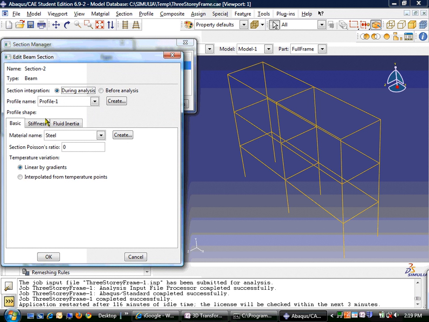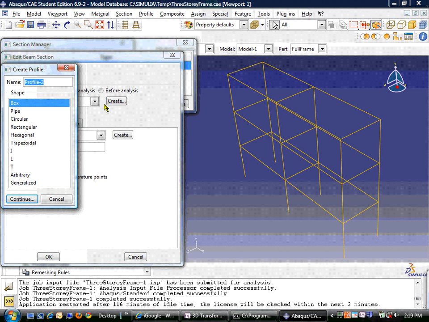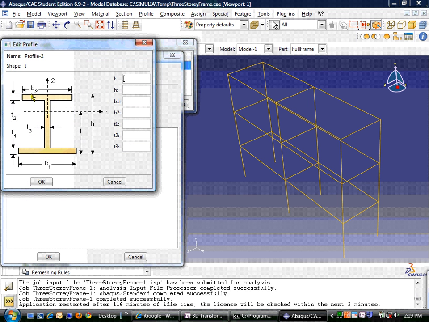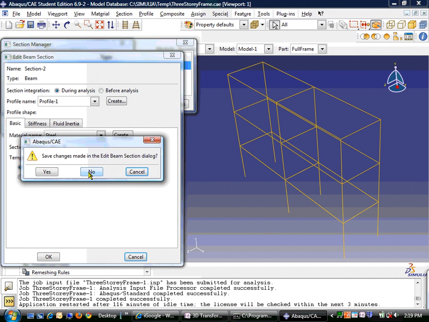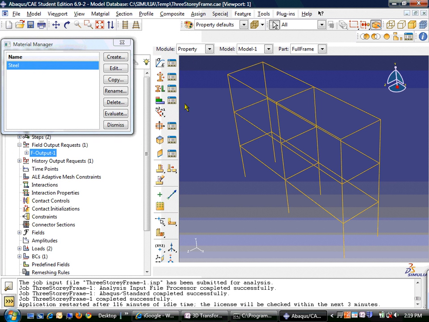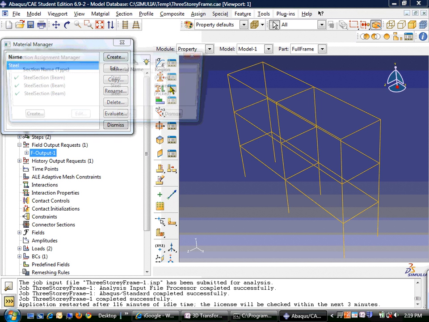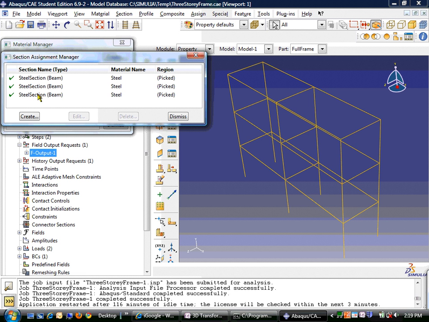And in this case, you can choose the profile. Profile is like the cross section of the beam, so something like an I-beam. So you can define all these values for the cross section of the beam, and I've done all that. So let me dismiss this. And then you assign the section to each one of those elements.